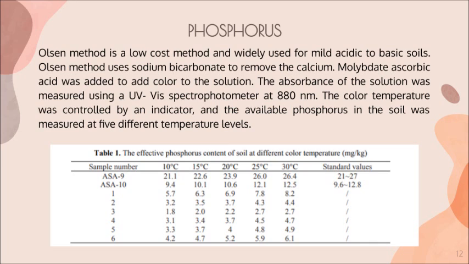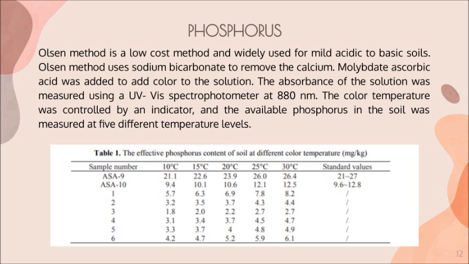880 nanometers was chosen because the solution being analyzed is a colored solution, so it is best to use a high wavelength. The color temperature was controlled by an indicator, and the available phosphorus in the soil was measured at 5 different temperature levels, such as 10 degrees Celsius, 15 degrees Celsius, 20 degrees Celsius, 25 degrees Celsius, and 30 degrees Celsius.